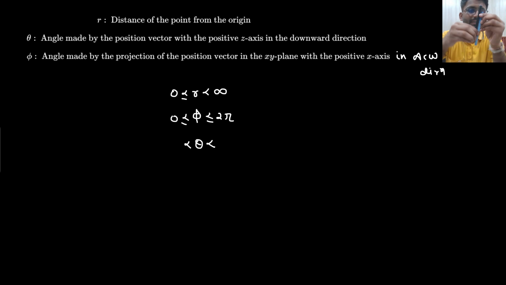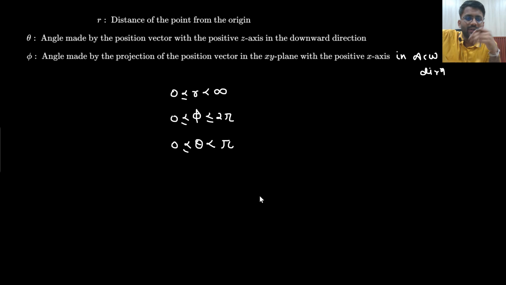Again, let me repeat. Started from here: 0 degrees, 45, 90, 135, 180. Thought that it would make 215, but actually you need to take the angle in the downward direction, and this angle came out to be only 135 degrees. So theta is actually going from 0 to 180 degrees only, not from 0 to 2 pi. Very, very important point. I hope it is clear to you. Say yes or no.